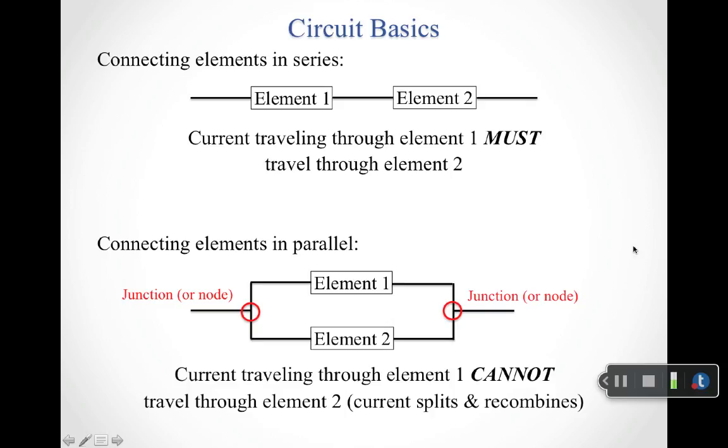All right, these are the ways that we'll connect our elements. Fundamentally, when we're looking at circuits, we can always pick two elements and try to figure out whether they are connected in series or in parallel. That's how we'll start to build up more and more complicated circuits.